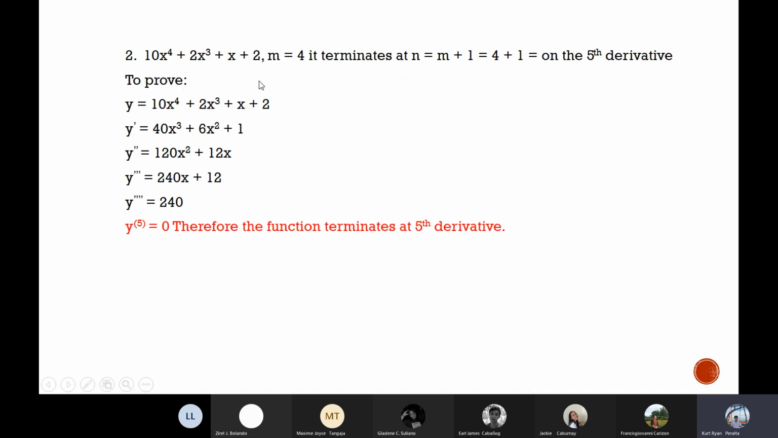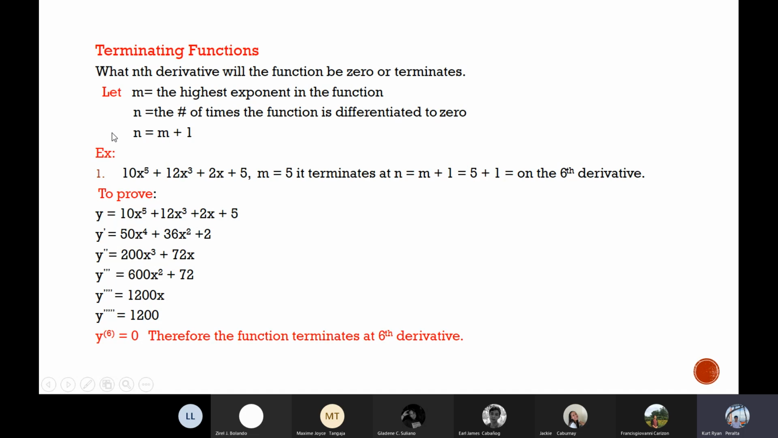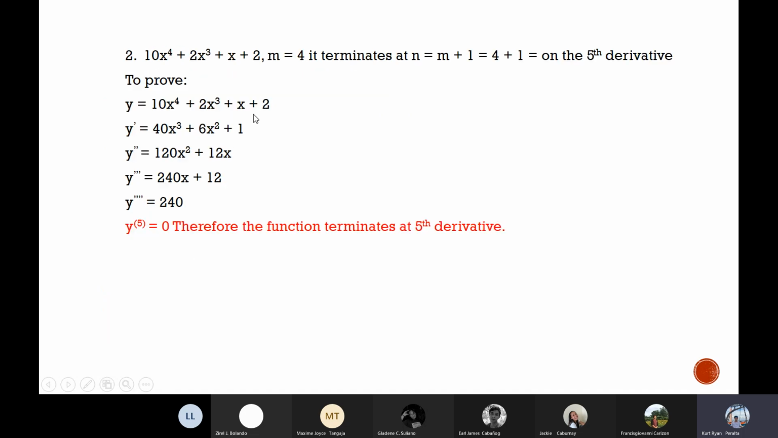We have another example. The function 10x to the power of 4 plus 2x cubed plus x plus 2. So what is the highest exponent in this function? The highest exponent of this function is equal to 4. Then the formula given was n is equal to m plus 1, which is the highest exponent plus 1. The highest exponent, which is 4, plus 1, so fifth derivative, so n equals 5. We all know na the function terminates at the fifth derivative. So let's prove nga fifth derivative gyud.